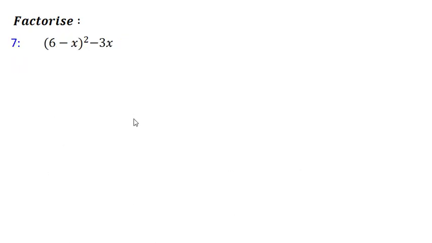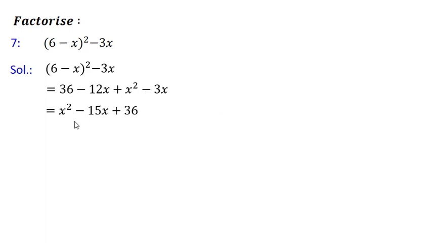Seventh question is 6 minus x the whole square minus 3x. Now here again we have to first expand this 6 minus x the whole square. So let us expand and simplify. I will get x square minus 15x plus 36. Now here a into c is 36. So I have to find two factors of 36 whose addition is minus 15.